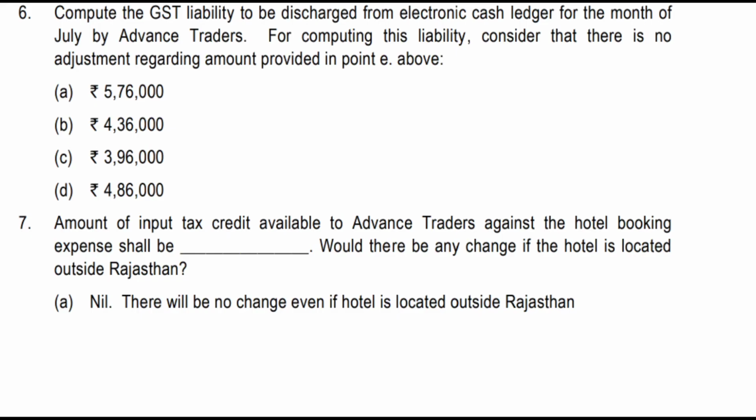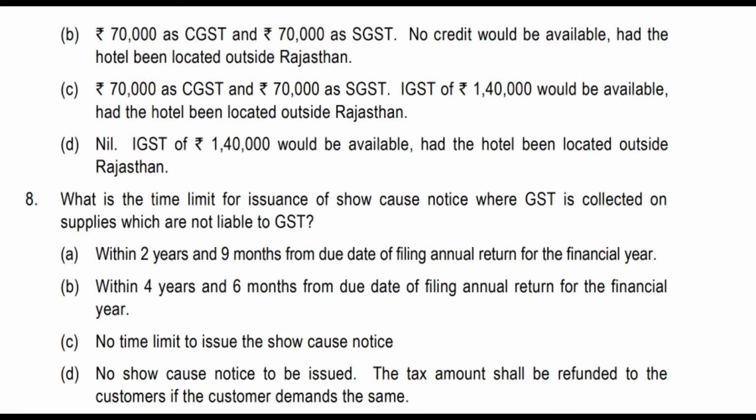Okay, now moving to the question number 7. The amount of input tax credit available to Advanced Traders against the total booking expenses shall be. Would there be any change if the hotel is located outside Rajasthan? Because that is a block credit, so there is no ITC available. So the correct answer is A, nil. There is no change even if it is located outside Rajasthan. Okay, so correct answer is A.